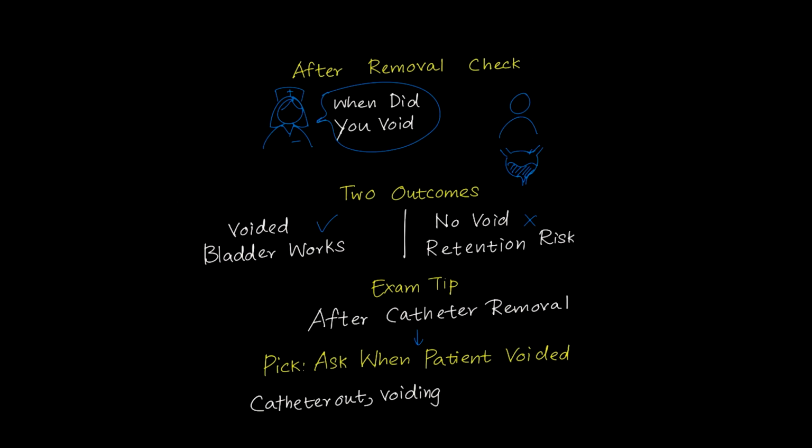Here's a WGU D439 OA exam tip for you. After catheter removal, pick the answer that assesses voiding. Quick recall hook. Catheter out, voiding check.